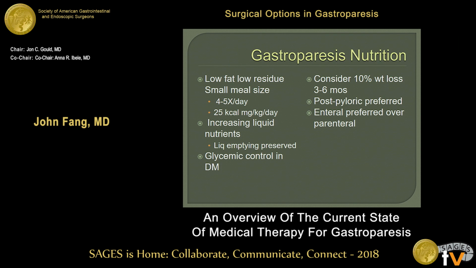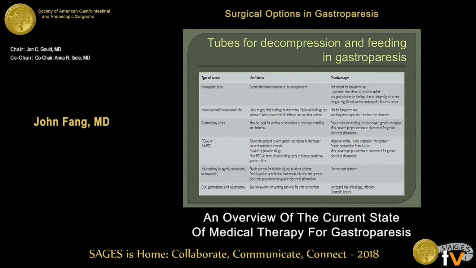What about nutrition? So here's what we do. Again, 4 to 5 small meals a day, 25 kcals, increasing liquid nutrients because, again, sometimes liquid emptying is preserved, and, of course, control their diabetes as well as you can. Start thinking about feeding tubes, obviously, after they've lost a fair amount of weight, and be careful of the gastroparetic patient who is of normal weight or obese coming to you for a surgical option. Enteral is obviously preferred over parenteral when you can do it, as is post-pyloric.